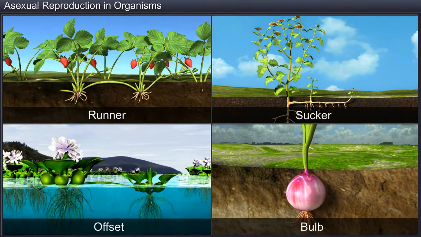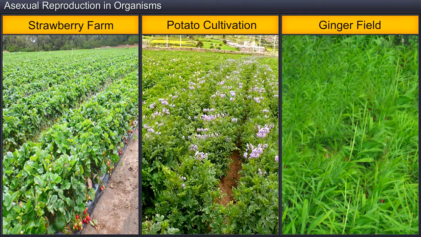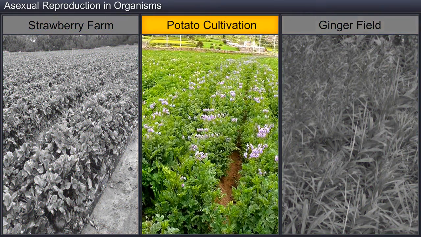Apart from buds and nodes, runners, suckers, offsets, and bulbs are other examples of vegetative propagules in plants. Interestingly, farmers and gardeners make full use of vegetative propagation for commercial cultivation of various plants, including strawberry, potatoes, and ginger.